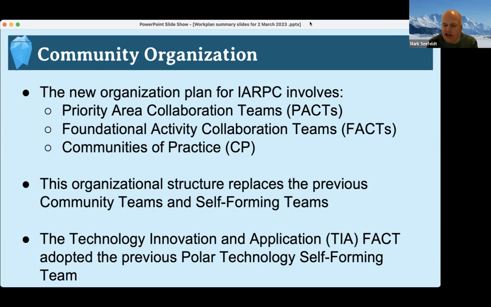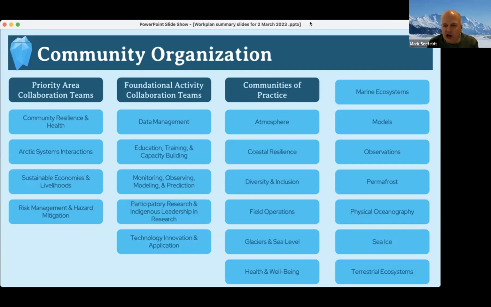The technology, innovation, and application FACT adopted the previous polar technology self-forming team. Here is a chart showing the different priority collaboration teams, as well as the foundational activity collaboration teams and the communities of practice. We see our 4 priority areas, the 5 foundational activity teams, and then the 11 communities of practice.